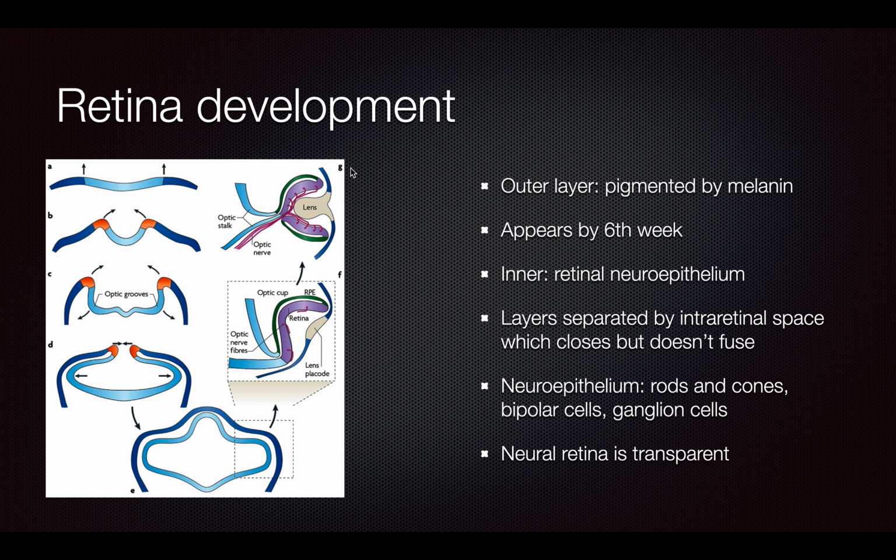The outermost layer is going to be pigmented by melanin. That usually appears by the 6th week of development. And the inner is going to be forming the retinal neuroepithelium. And the layers are separated by the intraretinal space, which closes but doesn't fuse. And the neuroepithelium will form the rods and the cones, the bipolar cells, and the ganglion cells. And then the neuroretina is going to be transparent.